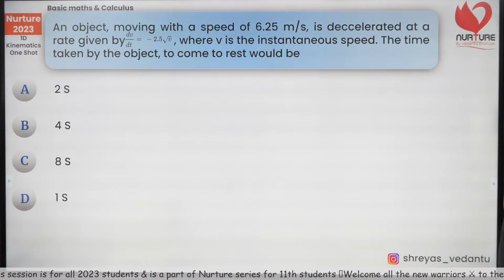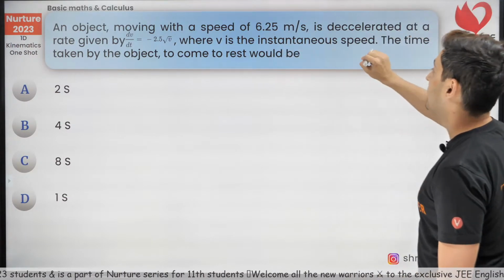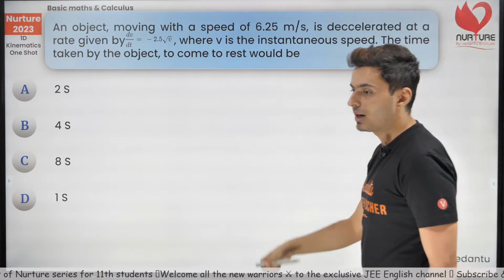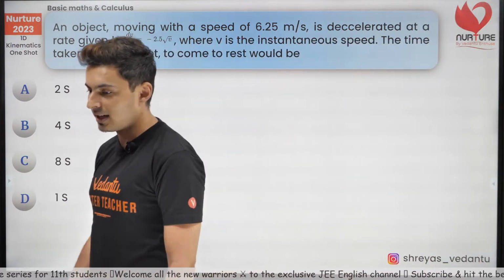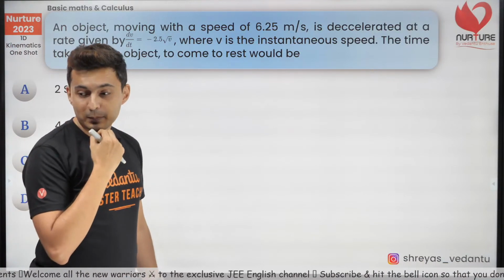An object moving with some speed is decelerated by this function, where v is the speed. Then the time taken by the object to come to rest will be how much? Okay. Come on, my warriors, figure this out.